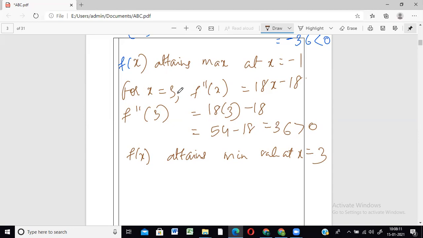Now, what if they tell you to find out, see, the question, you have to read it properly. If they tell you, just find out the points or the values where the function attains maximum or minimum value, you'll stop it till here only. Are you understanding? If in the question they tell you find the values where the function attains maximum value or minimum value, then this would be the end.